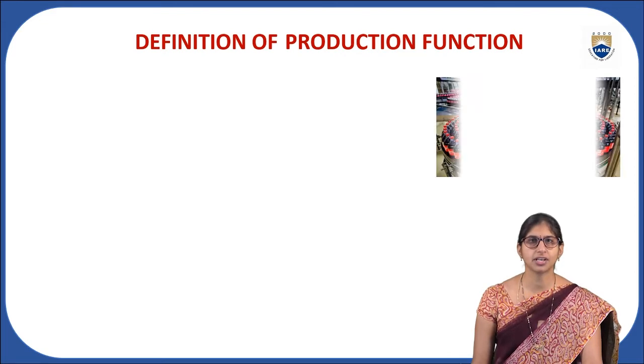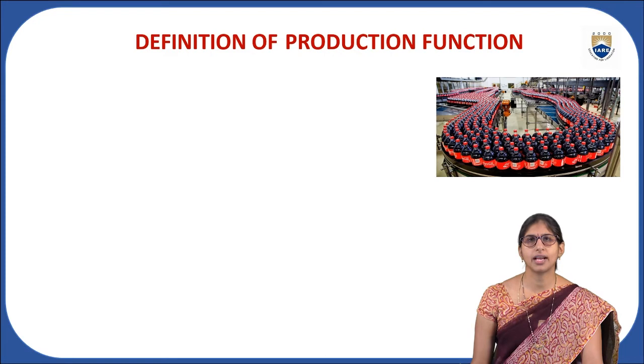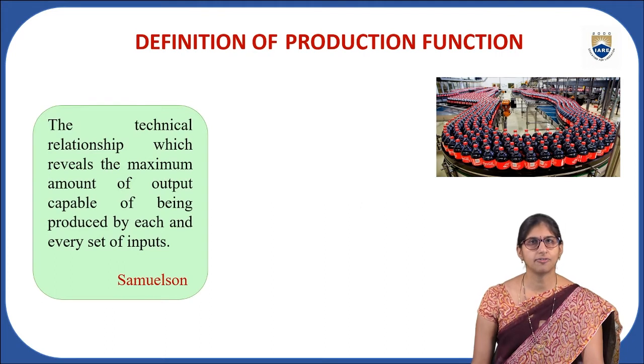So coming to the definition of production function. First, let us know what is production. Production means giving some set of inputs and getting some set of outputs. So that is production. Different authors have defined production function in a different manner.